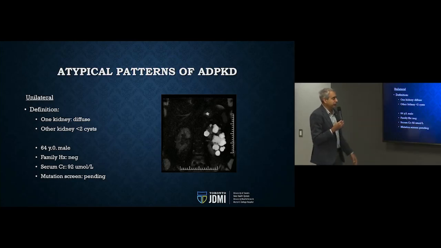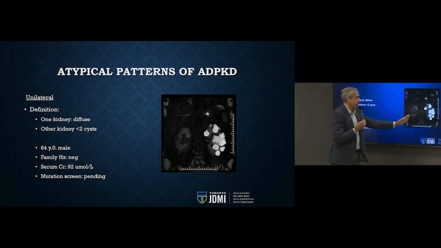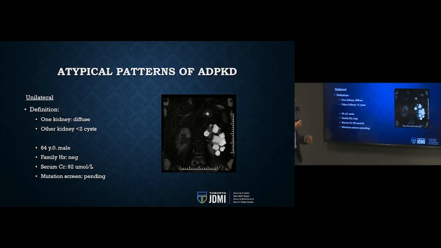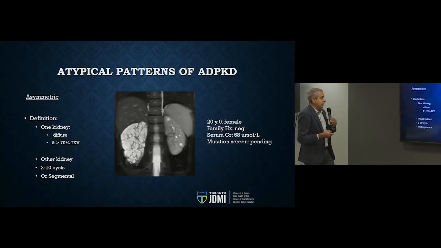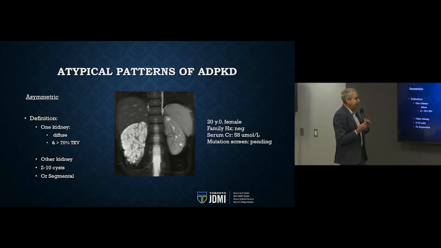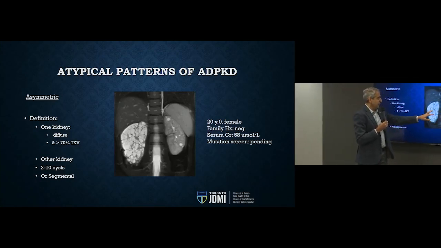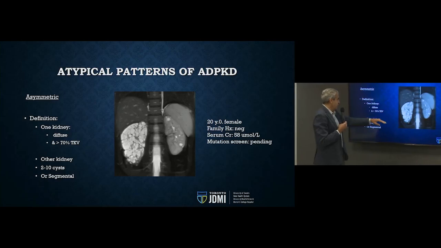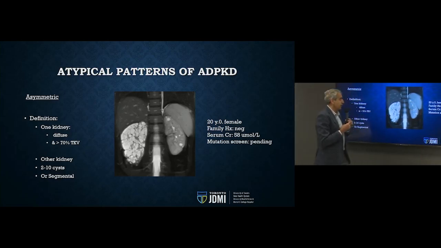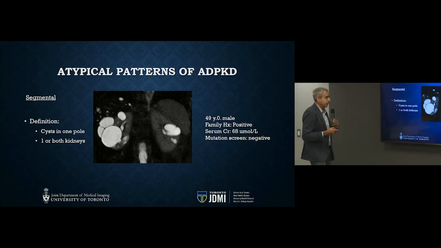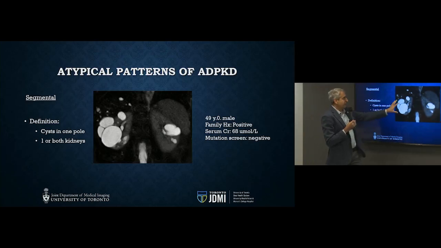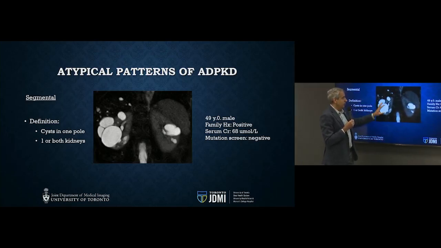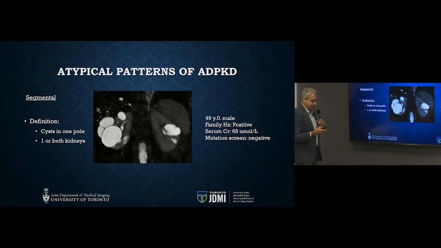Sometimes we see the disease unilaterally, so one kidney has no cystic disease, whereas the other kidney has typical disease or multiple cysts. Sometimes we can see the disease asymmetrically, so both kidneys will have cysts, but one is very severely involved, whereas the other kidney is just very mildly involved. We can have segmental disease, so that means that there are segments in the portions of the kidney on both sides that are affected with disease, and then there are other portions that are spared.